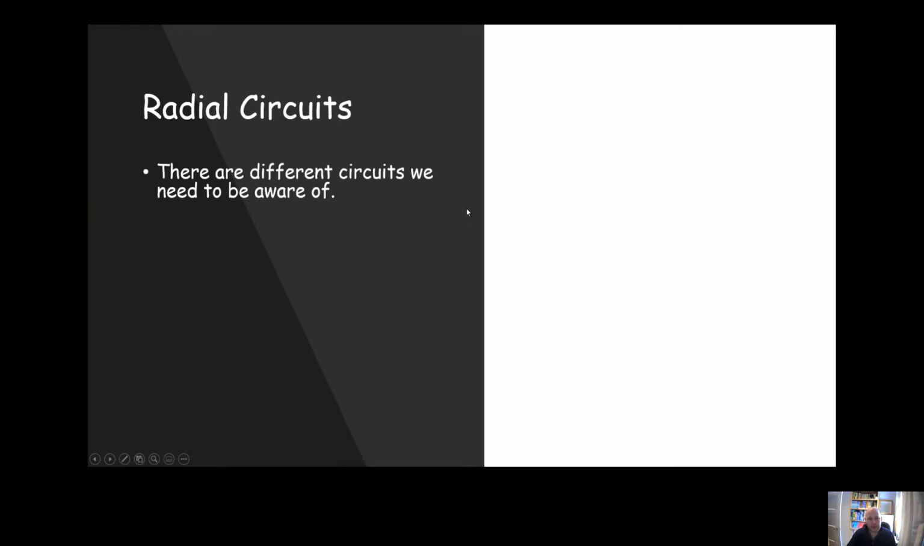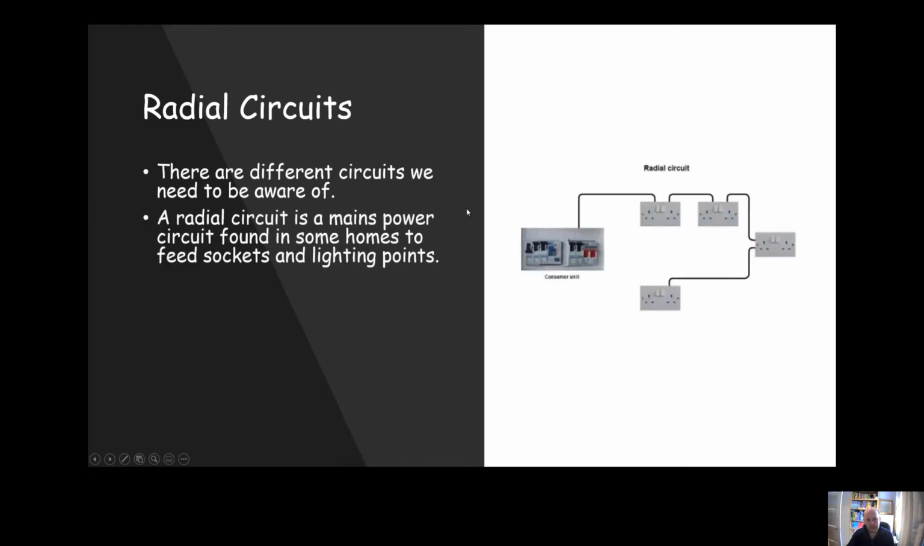Firstly, we're going to look at radial circuits. This is the first one of 2 circuits we're going to look at. A radial circuit is a circuit that would go out from the consumer unit without returning to it. As you can see here on this radial circuit to the sockets, it goes out to the sockets, it doesn't return from the sockets.